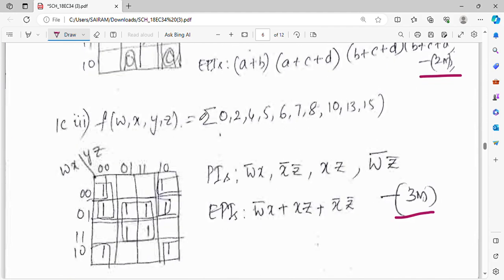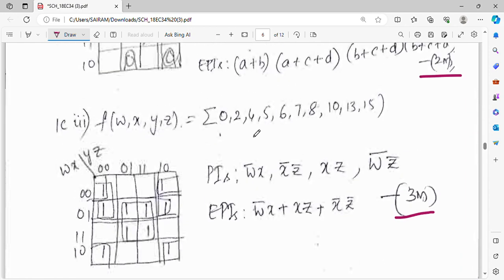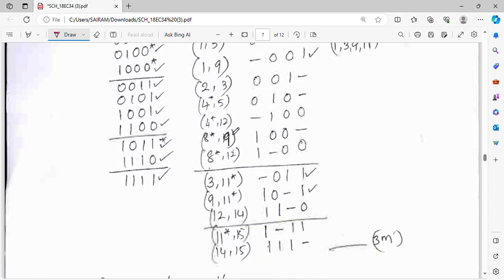And sure, you can see that this question is also supposed to do the same. PI and EPI find out ಮಾಡಬೇಕು, ಇದರ grouping ಮಾಡಬೇಕು. But this question doesn't have a don't care term, right? This is what is an important thing.